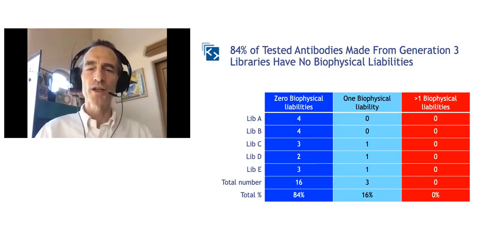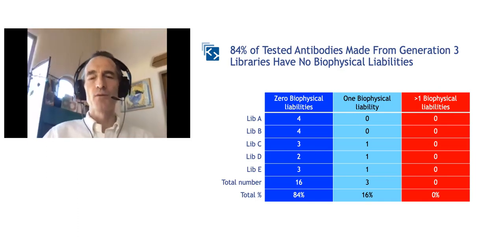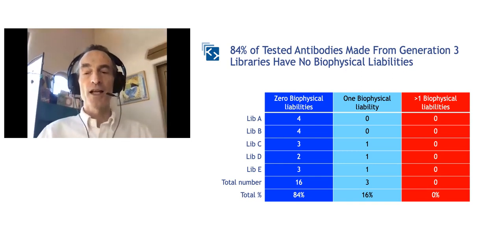So summarizing all the antibodies that we tested this way, we find that over 80% of the antibodies have no biophysical liabilities. That is, they have no liabilities we can actually measure. Basically 3 antibodies or 16% have a single liability. We haven't found any yet with more than 1 liability.